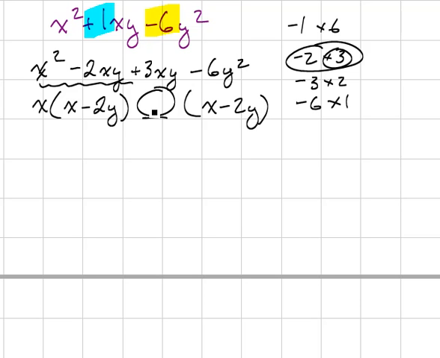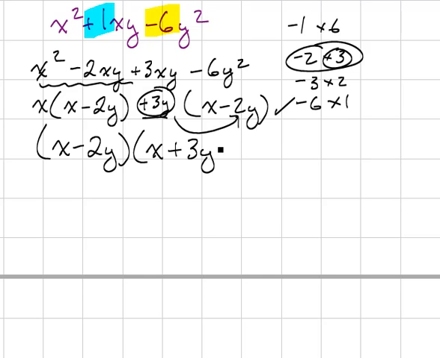To fill in this spot, we ask, what do we multiply x by to get 3xy? So it's got to be positive. And to get 3xy, I've already got the x. I need the 3 and the y. Double check. Is 3y and -2y equal to -6y squared? You betcha. So you're left with your common factor, x minus 2y, and your leftover bits, x plus 3y.